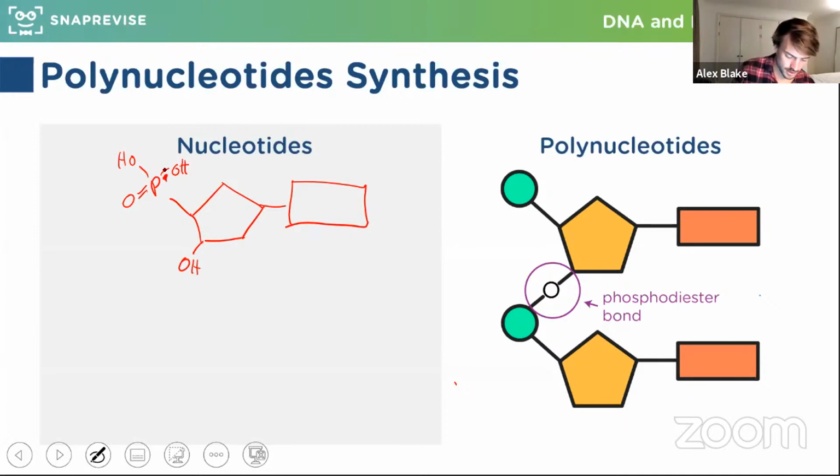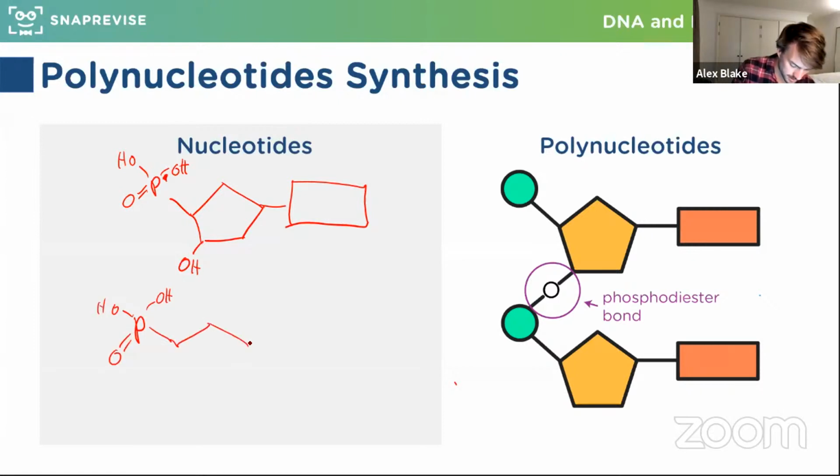So that's one nucleotide, and I'll draw the second one that it's going to bond to. So again, we start with the phosphate group up here. Got an OH, a double bond to an oxygen, and then it goes onto our ribose sugar. So this could be DNA or RNA. It would look the same for this bit.